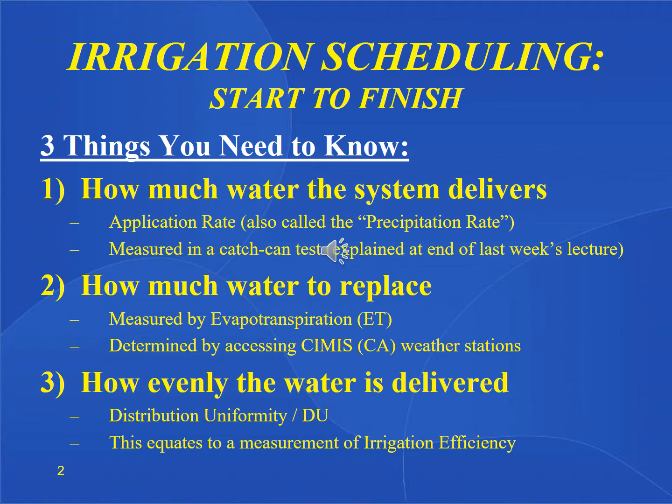And how much water is being delivered by your irrigation system can be measured in a catch can test. And 3, how evenly the water is delivered, or the distribution uniformity. How evenly is that water being applied through your irrigation system? How evenly is it being spread out? So are there dry spots, wet spots? That's the DU.